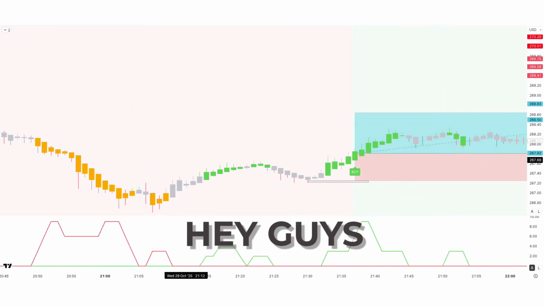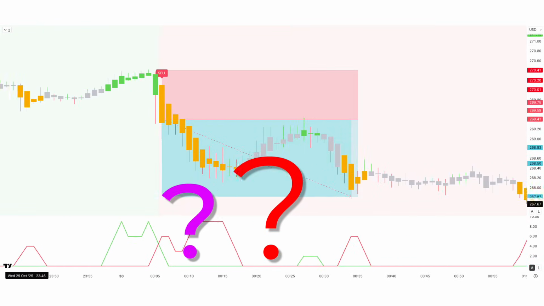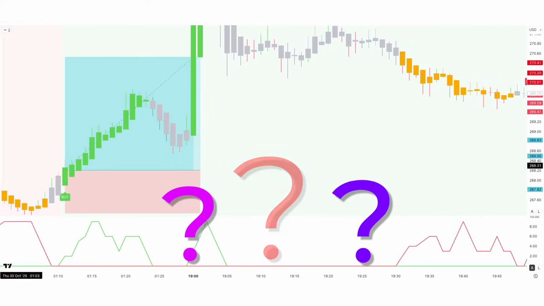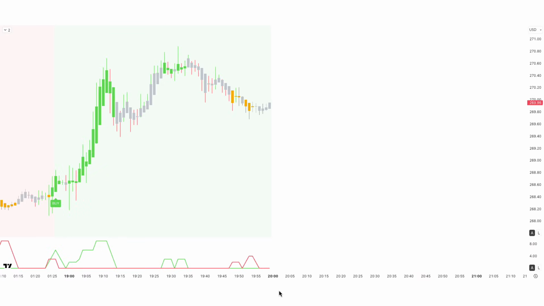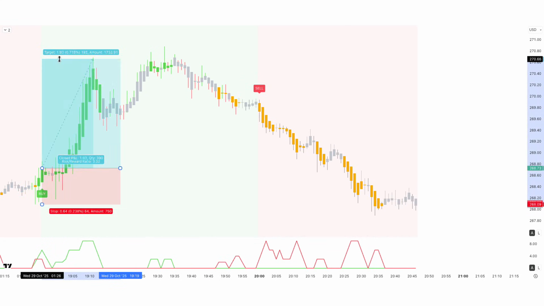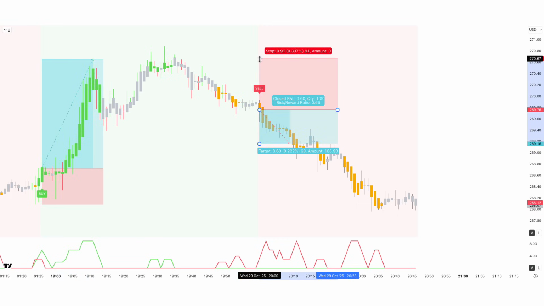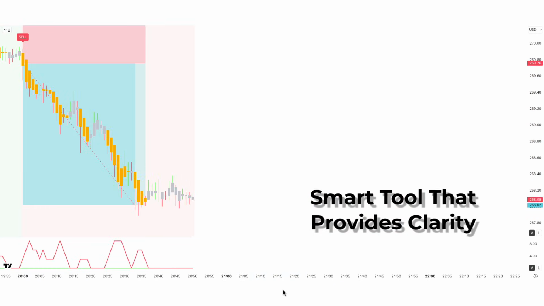Hey guys, what's the biggest source of confusion in the markets? Is the trend going up or about to turn down? Guesswork can be a slow poison for your account. So today, I'm going to show you a new indicator that clearly highlights direction on the chart, eliminating hesitation in decision-making. This isn't a magic promise, but rather a smart tool that provides clarity.